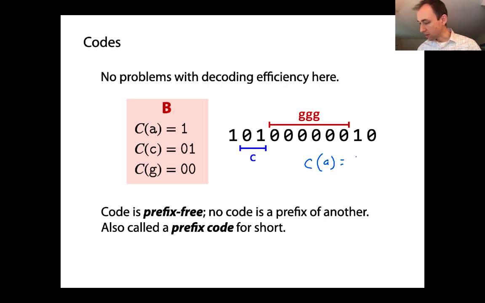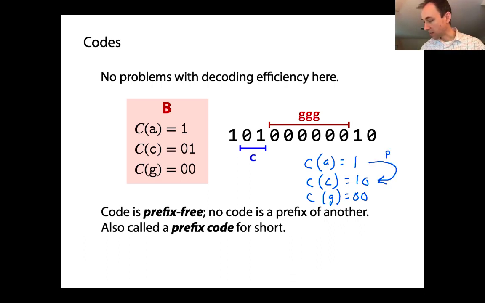The other code, if you'll recall, let's just write it down again. The code was A gets 1, and then C, we flipped it. C gets 1 0, and then G gets 0 0. Was this prefix free? No, because the code for A was a prefix of the code for C. So that was not prefix free.